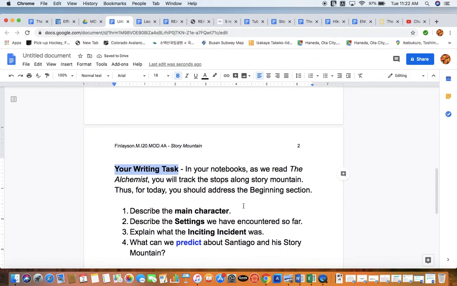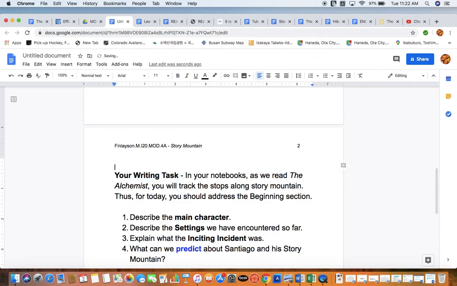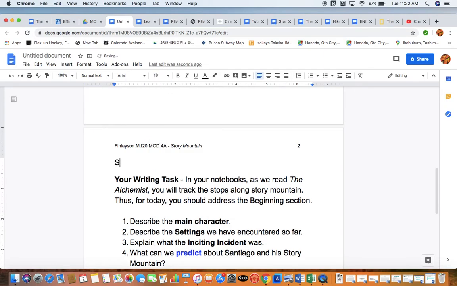Okay, so we have talked about Story Mountain, and we have discussed your writing task. You don't need to submit this right now, because you're going to continue to build this like a Story Mountain journal. Let's call it a Story Mountain journal. That's a great idea. You will continue to build your Story Mountain journal until we've moved all the way through the novel, because obviously the journal won't be done until the story's done.